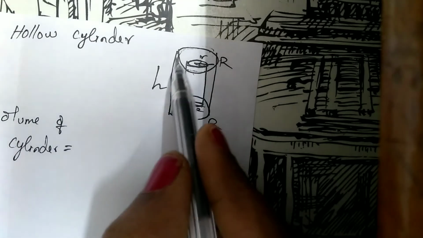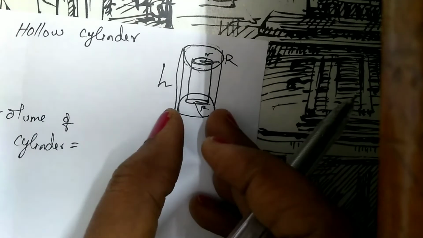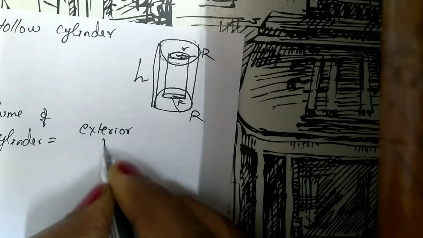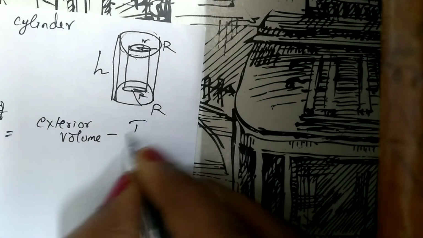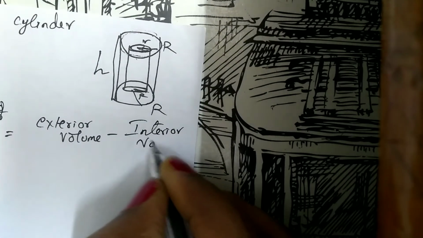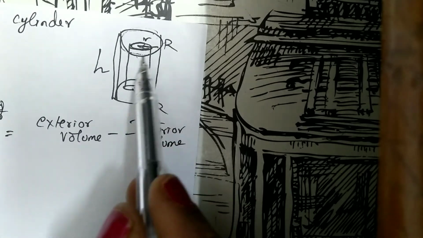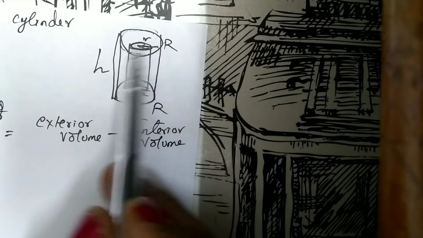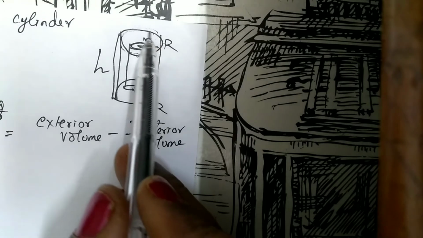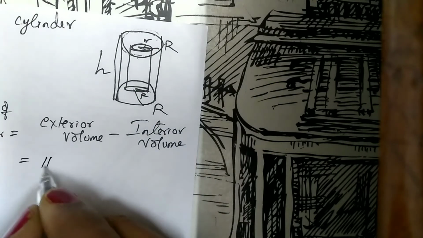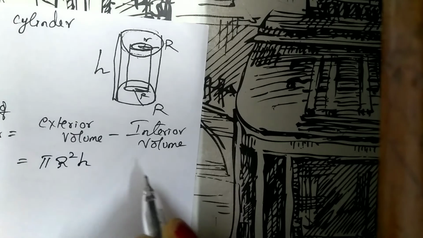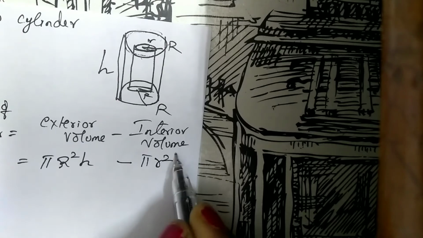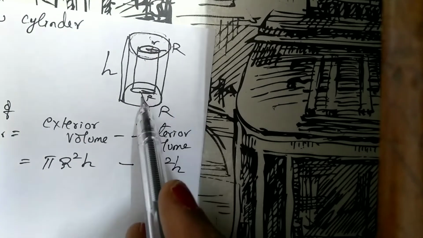How do you get the volume of the cylinder? From the external minus the interior, you get the volume. So we write exterior volume minus interior volume of the cylinder, because the exterior volume is the bigger one, so bigger minus smaller. Now for the exterior volume, you consider these as two different cylinders. Exterior volume will become pi capital R squared h, height of the cylinder, minus pi small r squared h, because the height of the hollow cylinder will be the same.